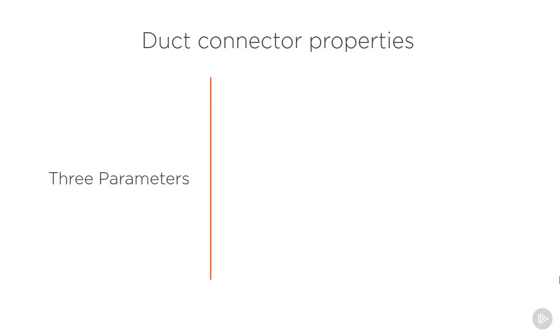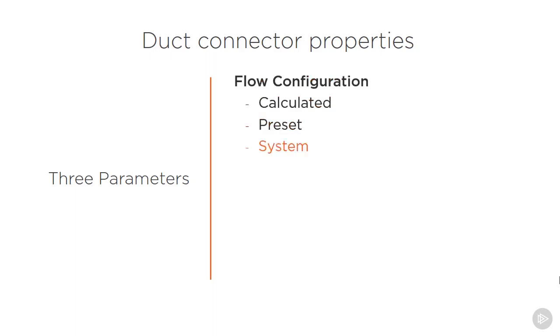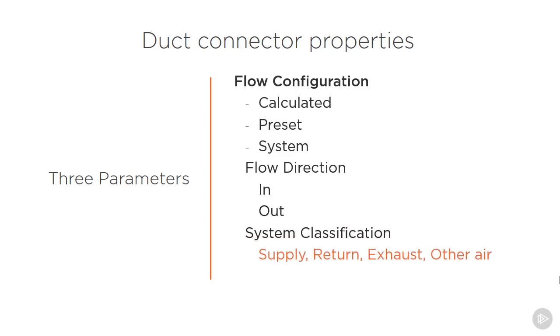In the duct connector properties that need to be verified, there are 3 parameters that we're going to be looking at closely. The first parameter is the flow configuration parameter, which can be set to the value of calculated, preset, or system. The next parameter is the flow direction parameter, which can be set to the value of in or out, and on occasion bidirectional. And the third parameter is the system classification parameter, and the value of this parameter can be set to supply air, return air, exhaust air, other air, fitting, or global. Now we'll go into greater detail about these parameters and what each value means while we're in the Revit model.